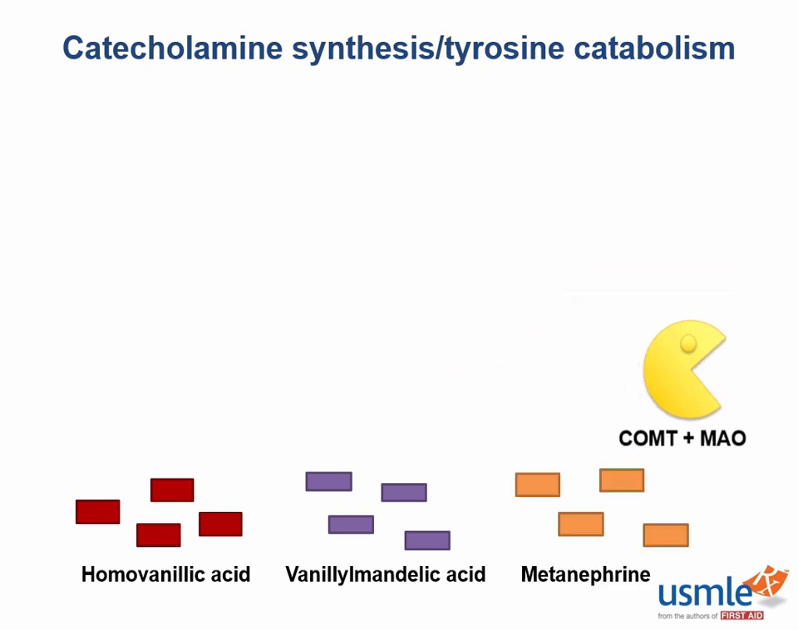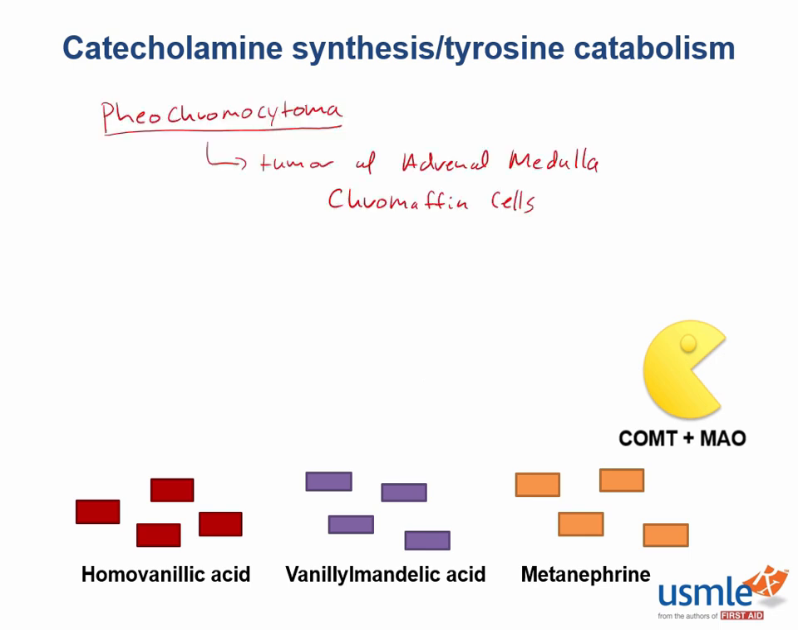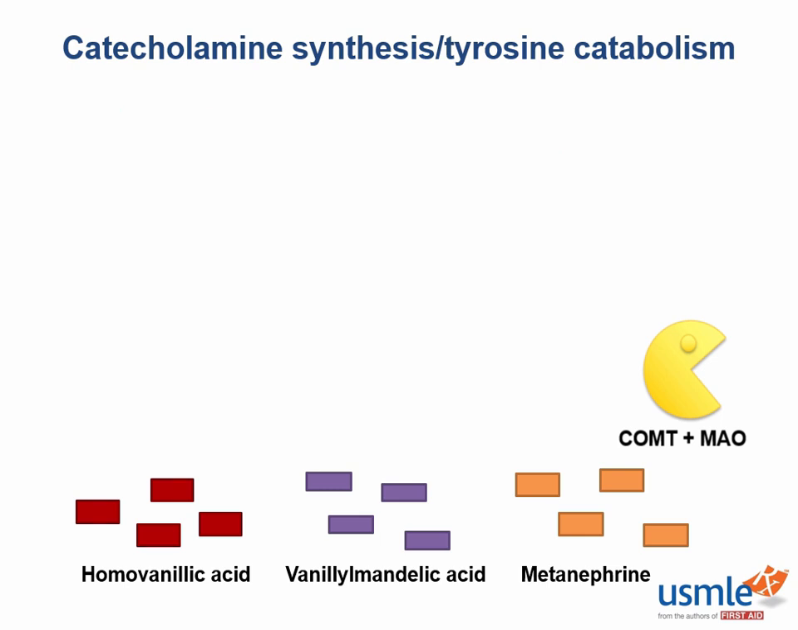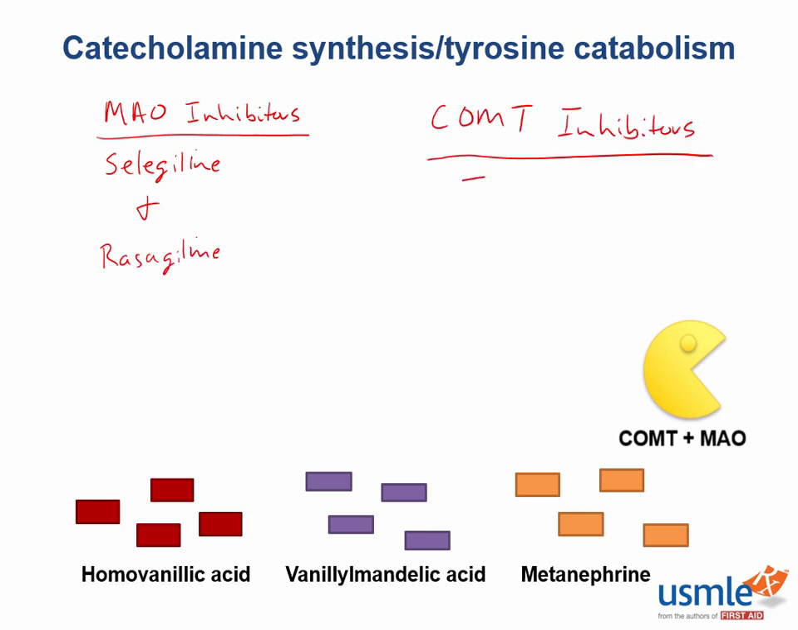Now can you think of a tumor where we would test for these breakdown products? Great, that'd be a pheochromocytoma, which is a tumor of the adrenal medulla chromaffin cells, which produce high amounts of catecholamines. And you can use lab values of these breakdown products to help diagnose a pheochromocytoma. And this disease will be discussed in more detail later on in our organ systems. And while we're on it, can you think of a few inhibitors of MAO and COMT? Great, your MAO inhibitors include selegiline and rasagiline, as you see here, and a few of your COMT inhibitors include tolcapone and entacapone.